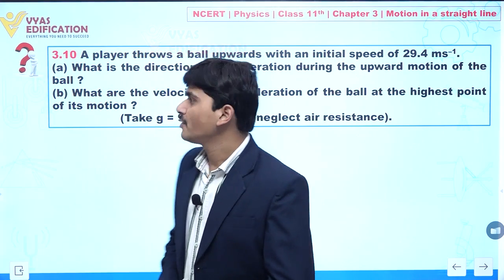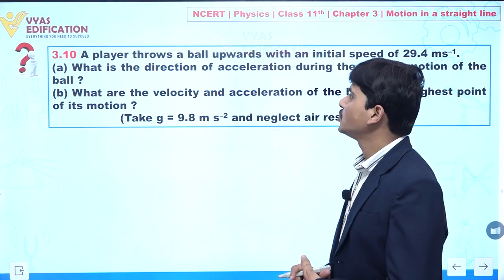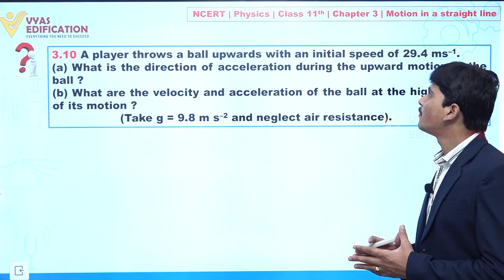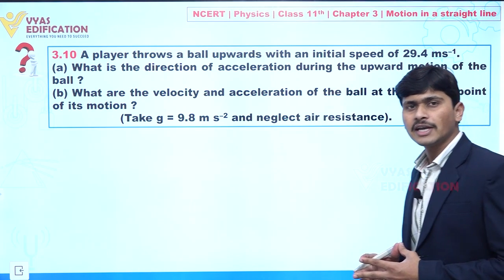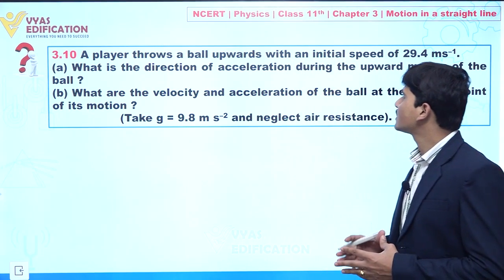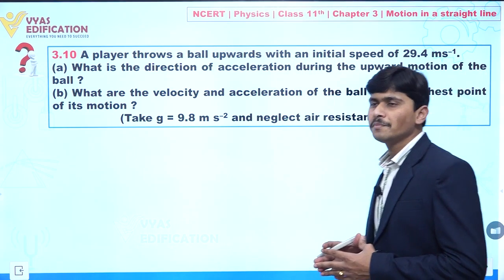Now dear student, we are going to discuss question number 3.10, and in this question it is given to you, a player throws a ball upward with an initial speed of 29.4 meter per second. Part A: what is the direction of acceleration due to upward motion of a ball?